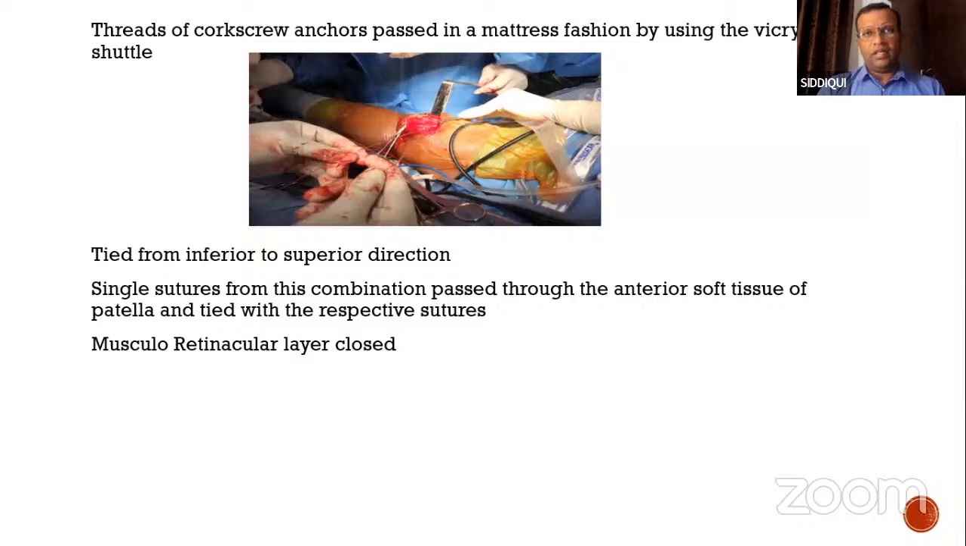Threads of these are passed through the capsule. The exact location is 2 cm from the cut edge of the capsule, and they are tied, each in a matrix fashion. They are tied from inferior to superior direction. Single sutures from this combination are passed through the anterior soft tissues of the patella and tied with the respective sutures. After that, the musculoretinacular layer is closed. Again, it should be closed not very tightly.